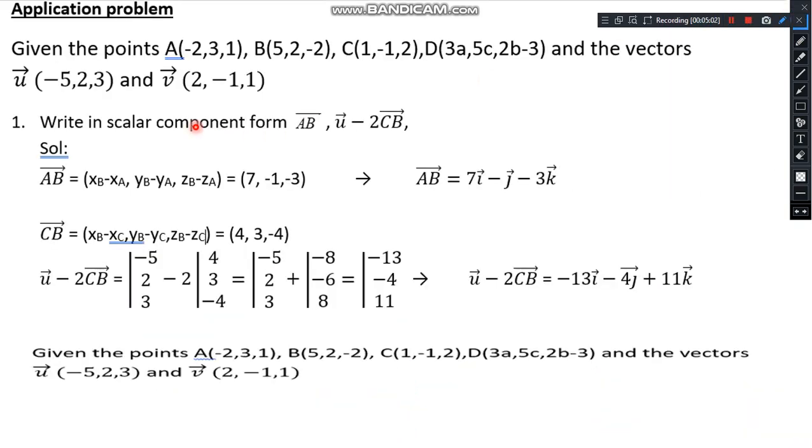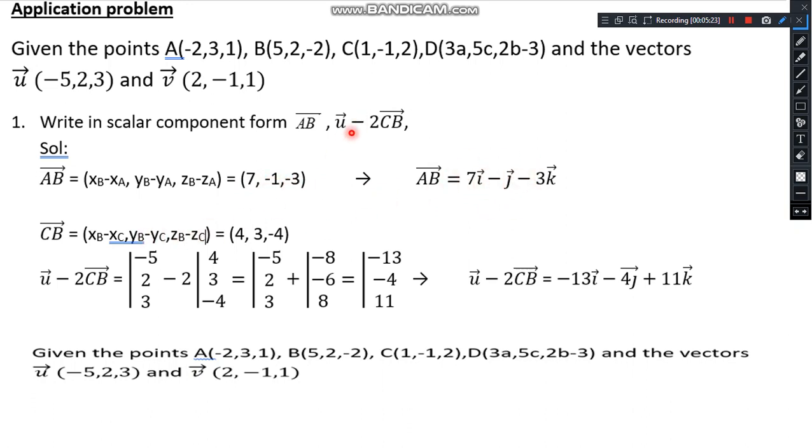Now we're going to start with the application problem. This is the given. Write the scalar components of vector AB. AB is xB minus xA, so 7, 2 minus 3 is minus 1, and then minus 3. I want to write it in scalar components, so this is the scalar component: 7i minus j minus 3k.